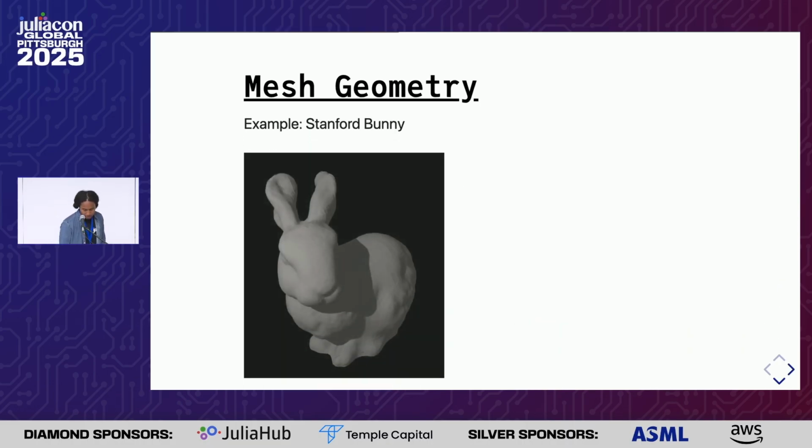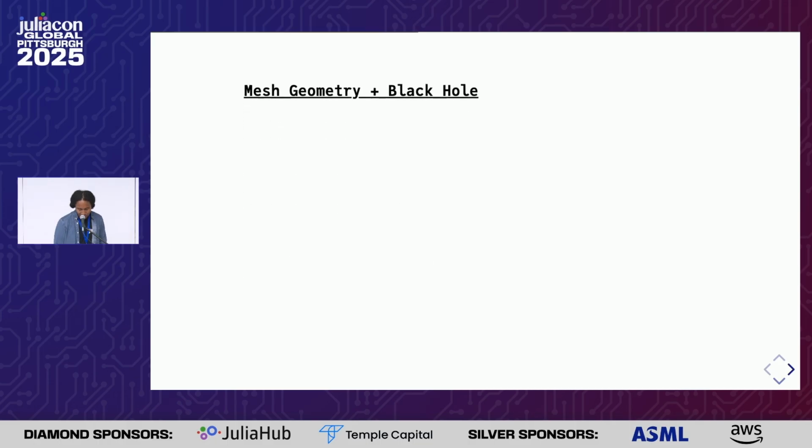And the last one is the mesh geometry. So I'm just going up in levels of abstraction. This is like if you don't have a function, and you're good at Blender or something, you can just draw the thing that you want to represent. So this is an example of the Stanford bunny. You can just use GeometryBasics.jl to import it.